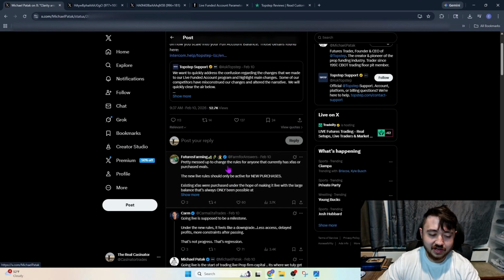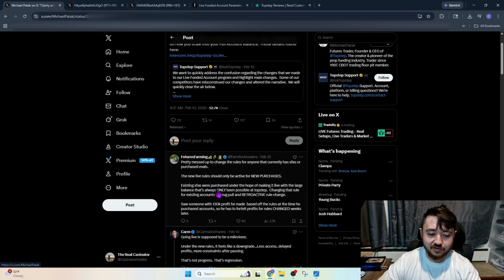So pretty messed up right here to change the rules for anyone that currently has XFAs or purchased evals, because you already bought them under the old rules and the old live account program, and you already bought them with that product, right? And now they're retroactively changing it for you guys that are running up your account balances like nothing happened. So the new live rules should only be for new purchases, which I completely agree. It should be for new purchases and not retroactively.